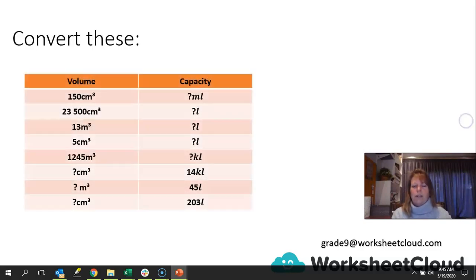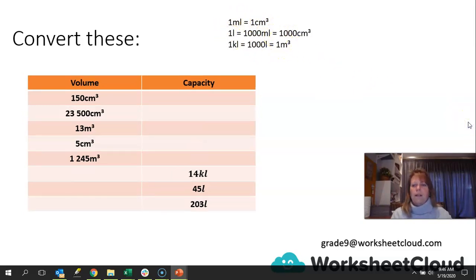Okay, so convert these. There we have our conversion table, and there is what we've just discussed now. 1 milliliter is 1 centimeter cubed. 1 liter is 1,000 milliliters, which is 1,000 centimeters cubed, and 1 kiloliter is 1,000 liters, which is 1 meter cubed. Okay, so if we've got 150 centimeters cubed, how many milliliters would that be? 23,500 centimeters cubed, how many liters, etc., etc. So let's try and convert those, remembering these conversions. All right, let's have a look.